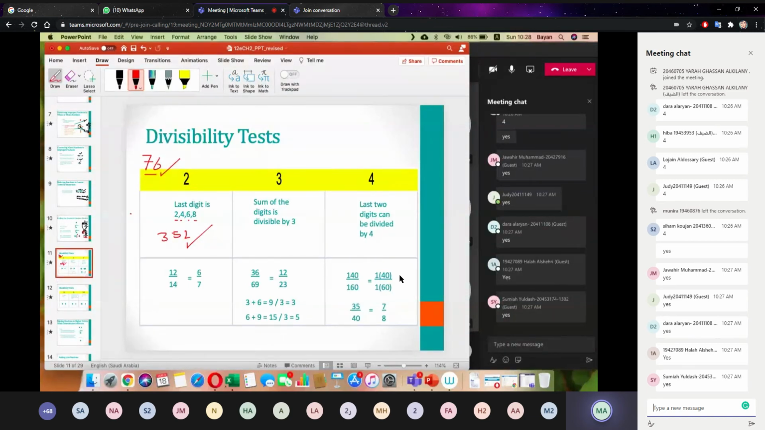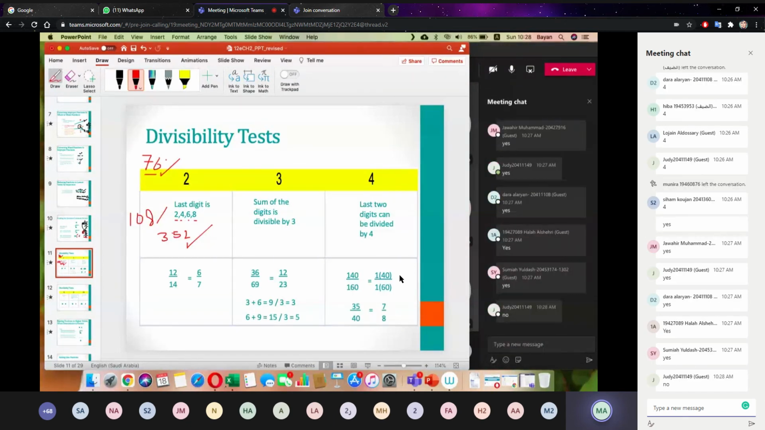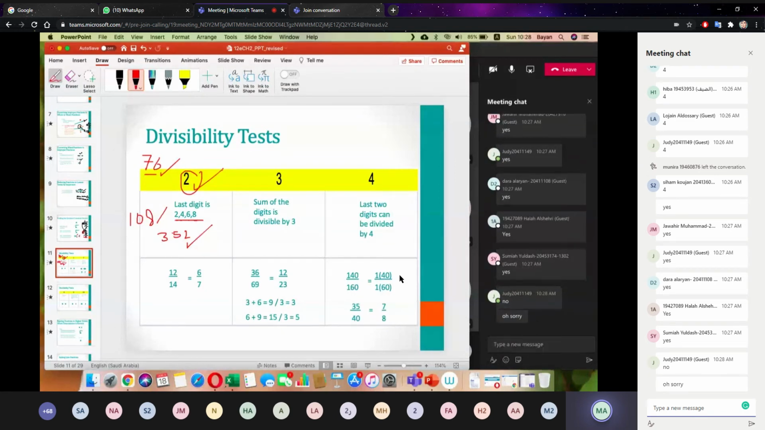If you have 108, you can divide it by 2 because it ends with number 8. So any value that ends with an even number, we can divide by 2. 76 ends with an even number, you can divide it by 2. 108 ends with an even number, you can divide it by 2. 352 ends with number 2, so you can divide it by 2.